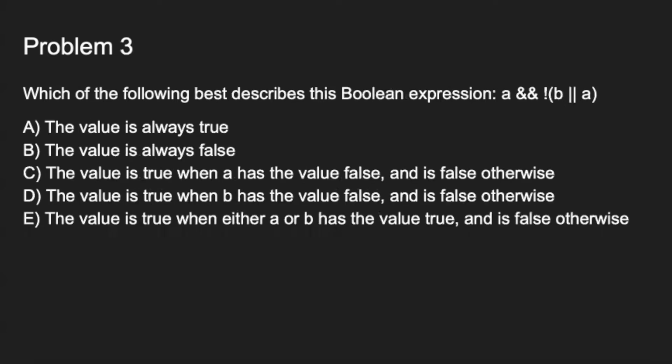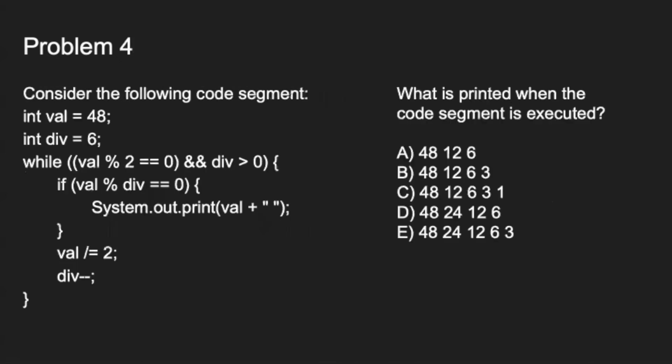Problem number 3. So you have to use Boolean algebra in this problem. So this Boolean expression turns into A times the quantity not A plus B. And then you use De Morgan's law. So this turns into A times not B. Remember that A times not A is always 0. So therefore the answer is 0. And 0 is false. So therefore the answer is B. The value is always false.